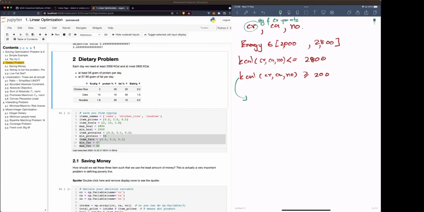Okay, so it's quite clear that all you need to do is 2 multiplied by chicken rice, plus 10 times the cake, plus 1.8 times the noodle. Is everyone good? And this is your kcal, right? You want to make sure that this number is less than 2800, and you want to make sure that the same number is still greater than or equal to 2000. Everyone got the idea, right?